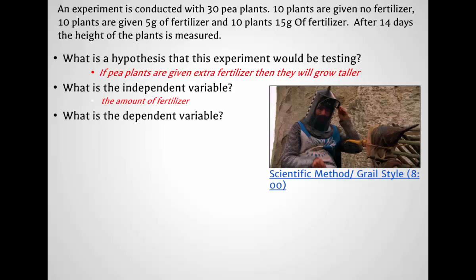Okay. What would the dependent variable be in this experiment? The height of the plants. Yeah, the data we're collecting is the height of the pea plant. Again, we want to be specific, not just the pea plant. And we also don't want to restate the question. We don't want to say which plant grew tallest. Okay, just tell me, what are we measuring? We're measuring the height of the pea plant.